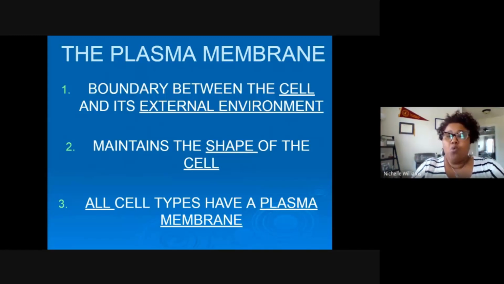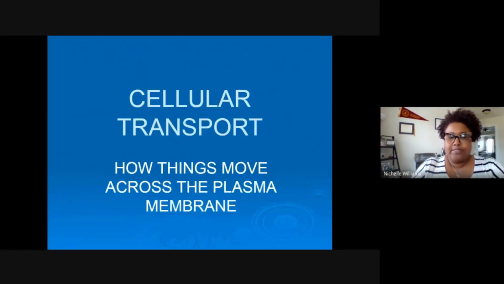And so we're going to move more into the cellular transport piece. So how things move across the plasma membrane, because we know that our cells need nutrients. They need certain substances in order to survive. So those things have got to be able to move into the cell and out of the cell. We talked about the characteristics of cells, prokaryotic and eukaryotic. We know they have to take in substances, and then substances also have to leave the cell. So that is cellular transport, like transportation. All right.